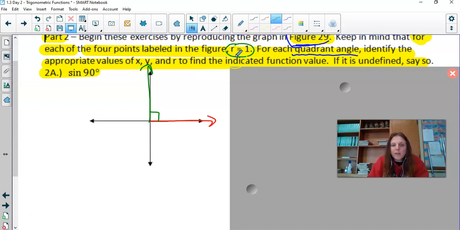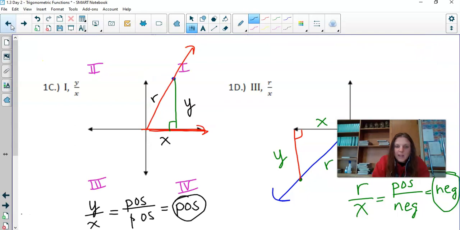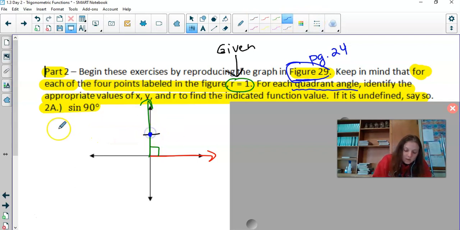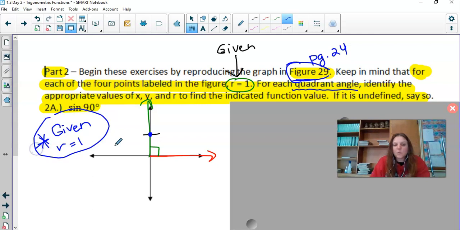Now, the important part here is that we do have a point. All of these examples had a point that we put in the quadrants. Same thing goes here. We're going to have a point on this graph, and according to the directions right here, this has to be given. According to the directions, that point is 1 unit out in either direction. So in our case, it's 1 unit right here, given r equals 1. Without that information, we would not be able to do this problem.